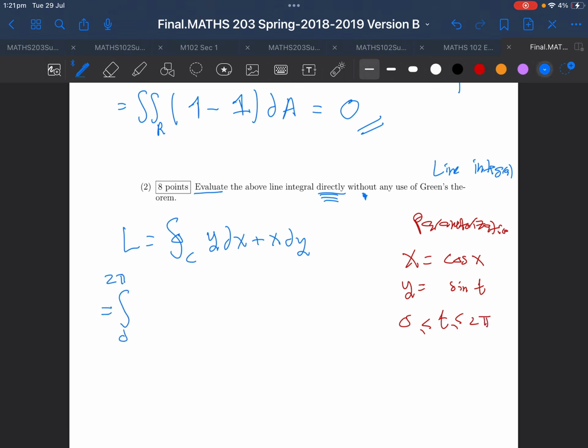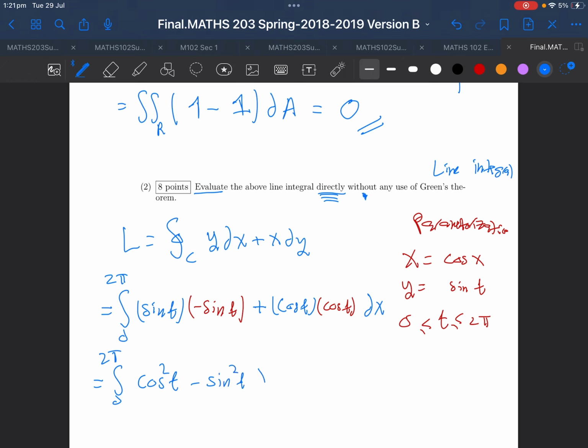Take this information, let's put it in the integral. The first y is just sine t. dx is the derivative of x, which is negative sine t, plus x, which is cosine t, and then the derivative of y, again cosine t dt. This will give me just the integral from 0 to 2 pi of cosine squared t minus sine squared t dt.